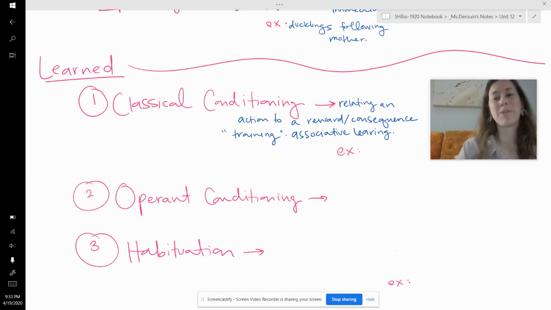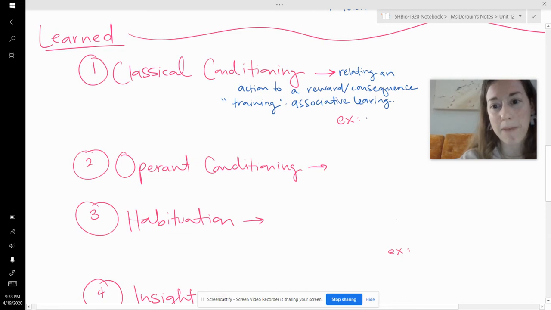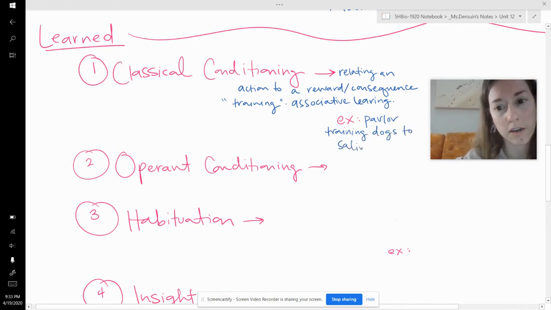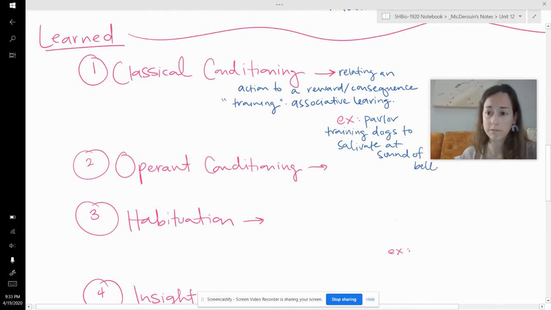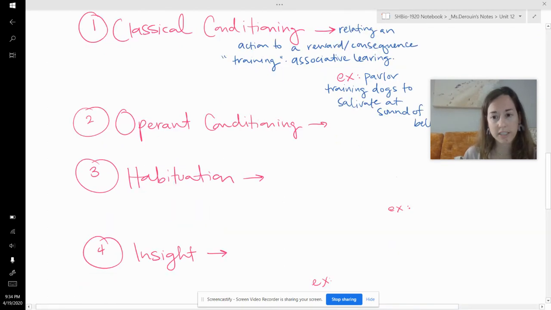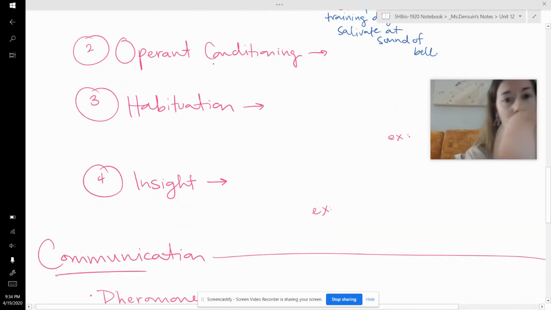But I'll put the example on here as Pavlov training dogs to salivate at the sound of a bell. And it could be any stimulus and any response, and it would still be considered classical conditioning. The other type of conditioning is called operant conditioning, and this is basically just trial and error learning.